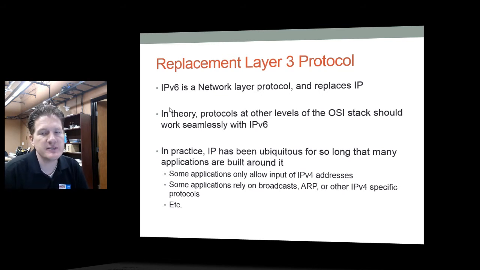For example, some applications will only allow the input of IPv4 addresses. They may require an IP address and will not support the IPv6 address format. Some applications rely on ARP or IPv4 broadcasts or other IP version 4 specific protocols, such as ICMP Echo, where embedded in the IP version 4 protocol stack is a requirement that is needed by a specific network application or network protocol.